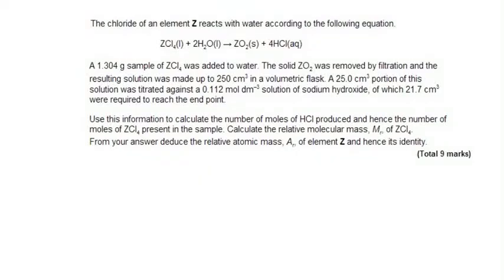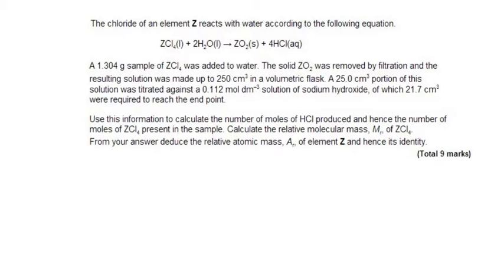Okay, so this is an unstructured AQA exam question worth 9 marks in total. It tells us that a chloride of element Z reacts with water according to the following equation. In that equation we can see that 1 mole of Z chloride will react with 2 moles of water to produce 1 mole of solid Z oxide and 4 moles of hydrochloric acid.